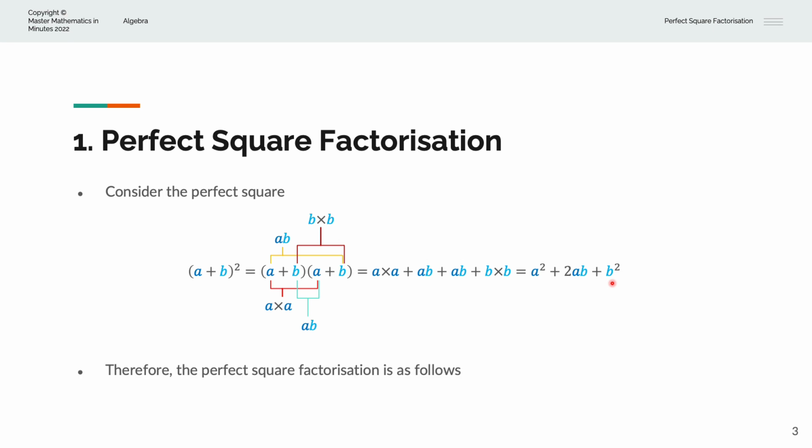Therefore, the perfect square factorization is as follows, with a squared plus 2ab plus b squared, being this term here, equals (a plus b) multiplied by (a plus b), being this term here, and that equals (a plus b) squared, being this term here. So all we've done is rewrite this line backwards. When you're given a squared plus 2ab plus b squared, you could factorize it to be (a plus b) multiplied by (a plus b), or (a plus b) squared. And that is basically what we call the perfect square factorization.